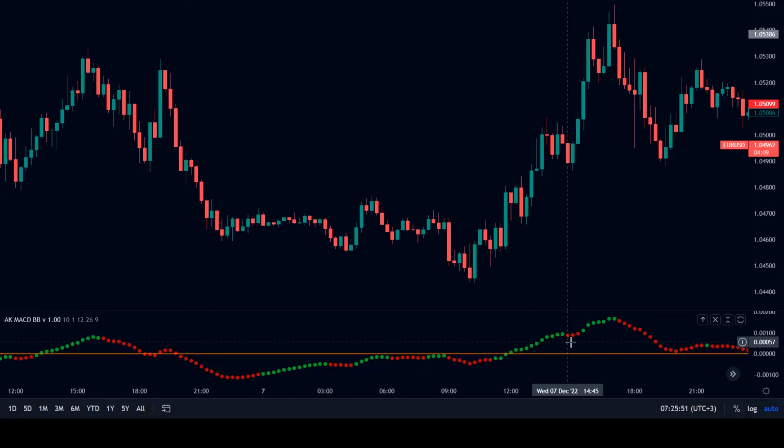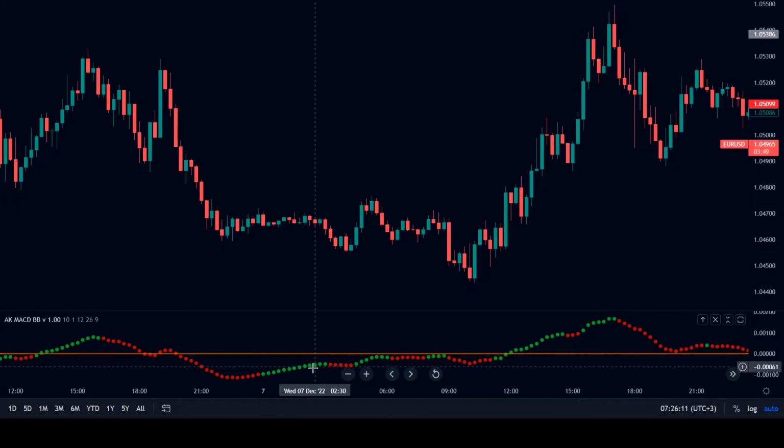Whenever the dots switch from red to green and it happens above the zero line like this, it becomes our long entry signal. And whenever the dots switch from green to red and it happens below the zero line like here, this becomes our short entry signal.